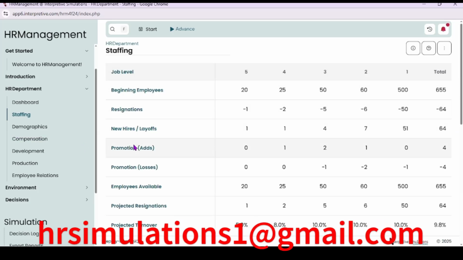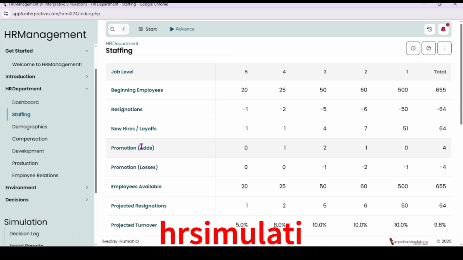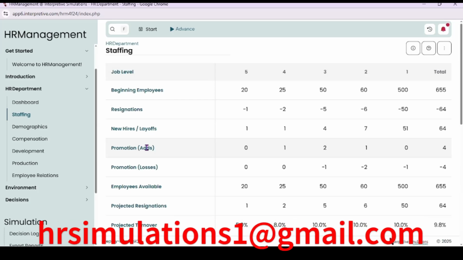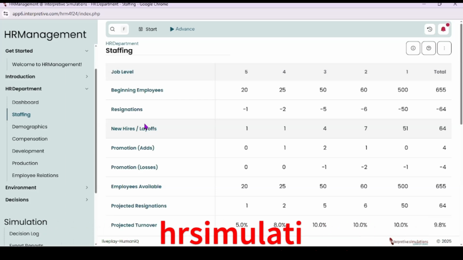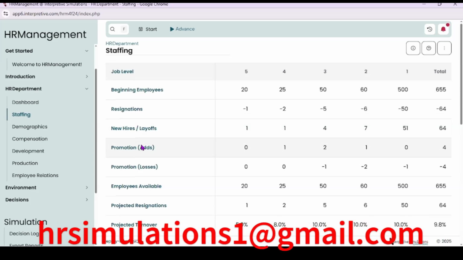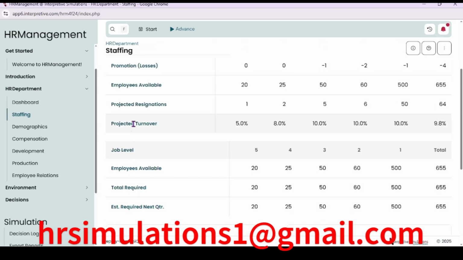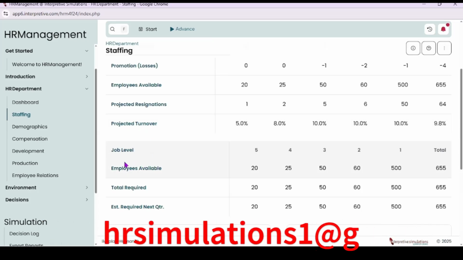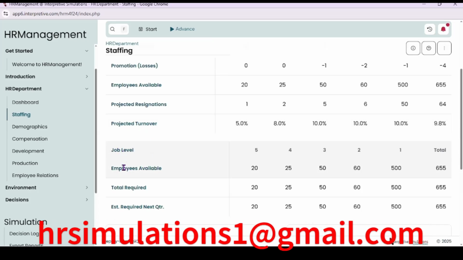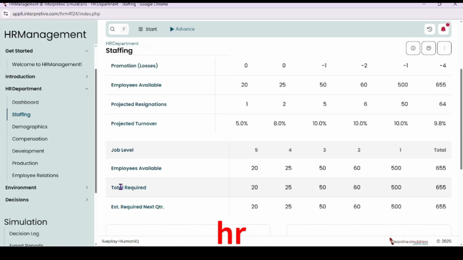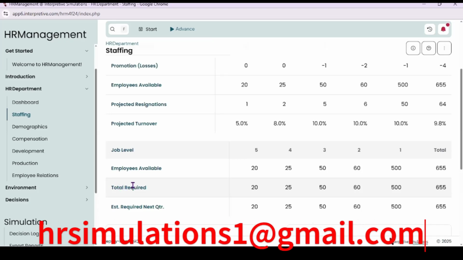And under staffing, remember that we are talking about maybe hiring new workers, promoting workers, or we can also see the projection for the resignations, and the projected turnover. Also, you can see the job levels, the employees available and the total employees required, so that you can know if you need to hire new workers or not.